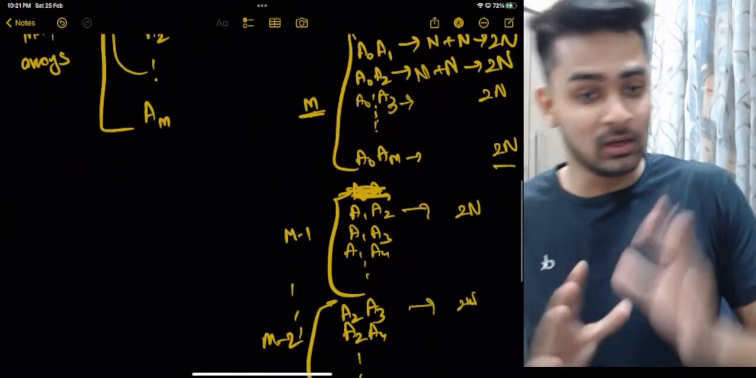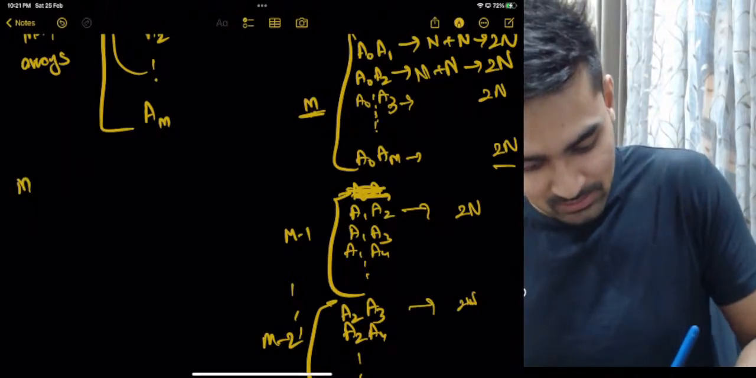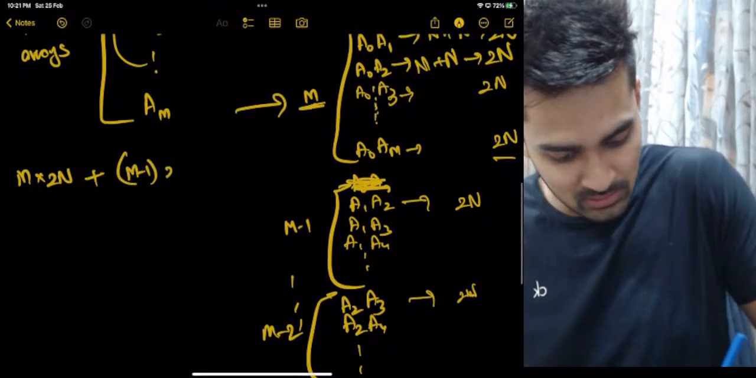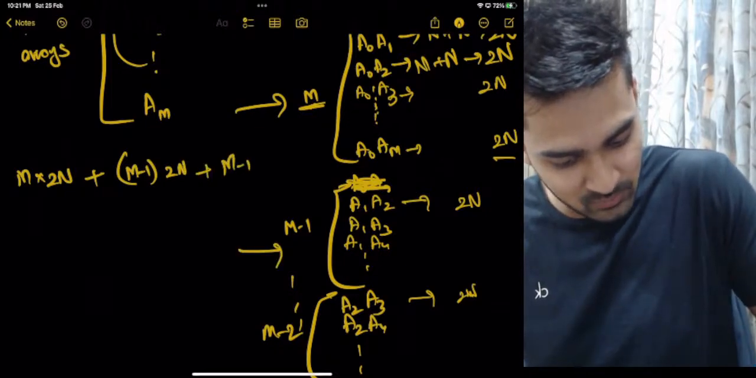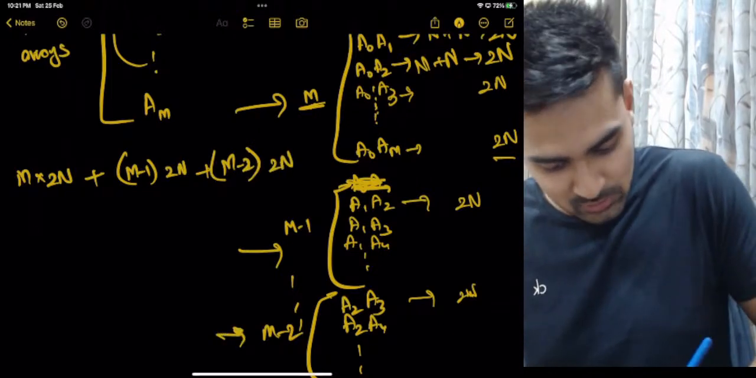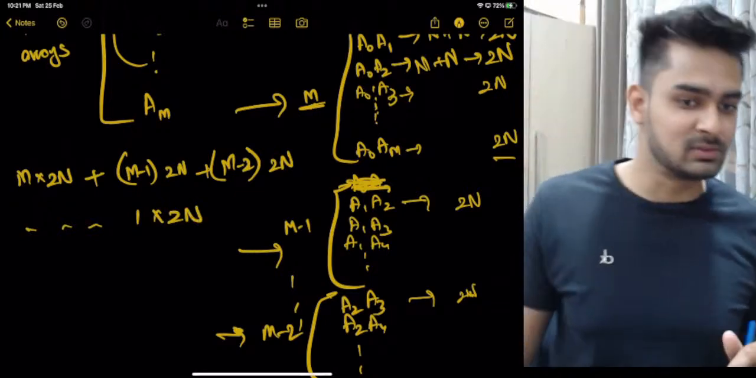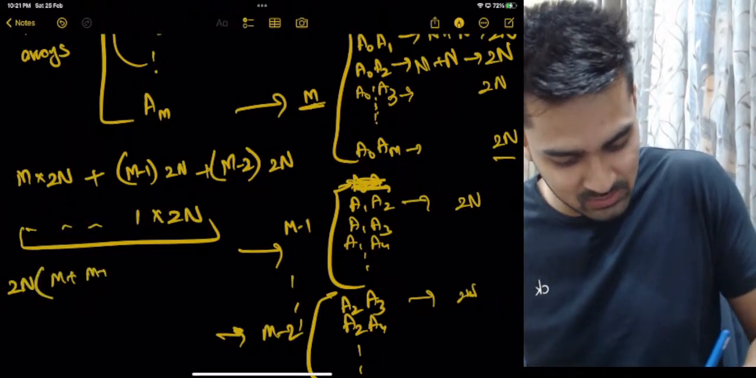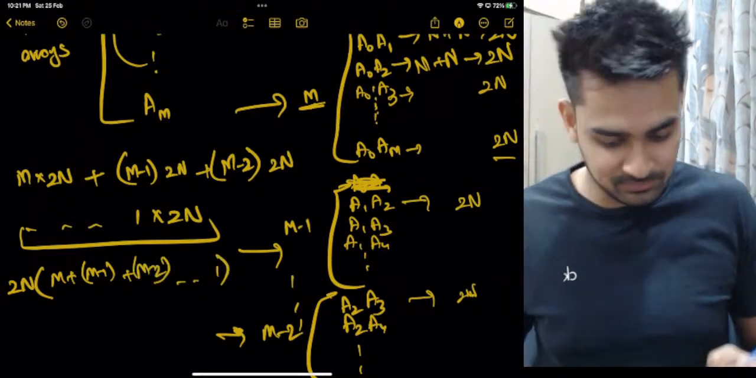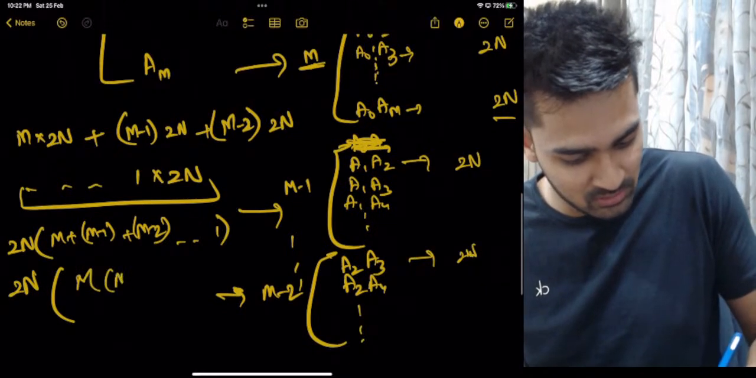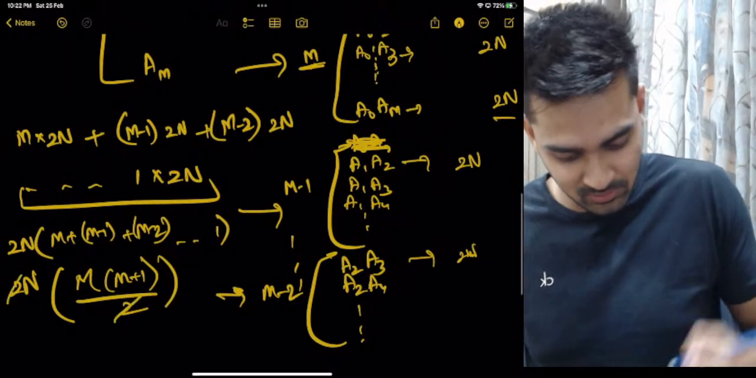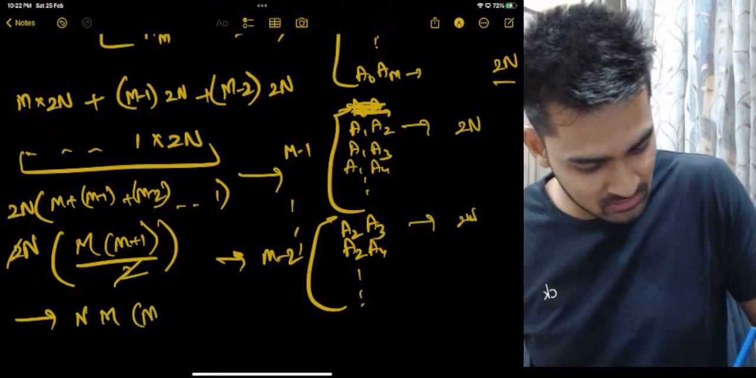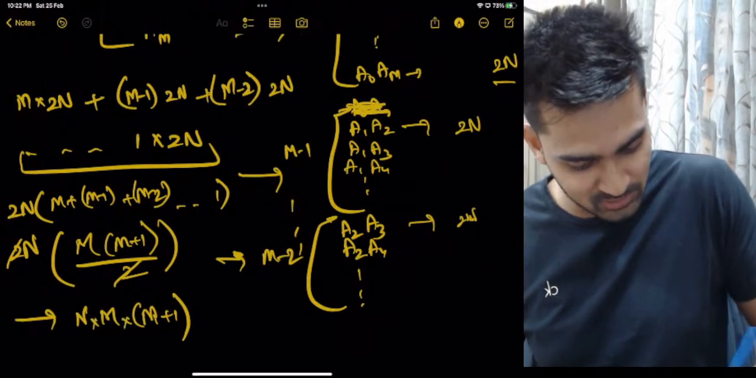So the number of total values that you will get will be m times 2n from the first part, plus m minus 1 times 2n from the next part, plus m minus 2 times 2n from the next part, so on till 1 time 2n for the last one. What is the summation of these? The summation will be 2n times m plus m minus 1 plus m minus 2, so on till 1, which is nothing but 2n times m into m plus 1 by 2. So these are the total values that you actually get.